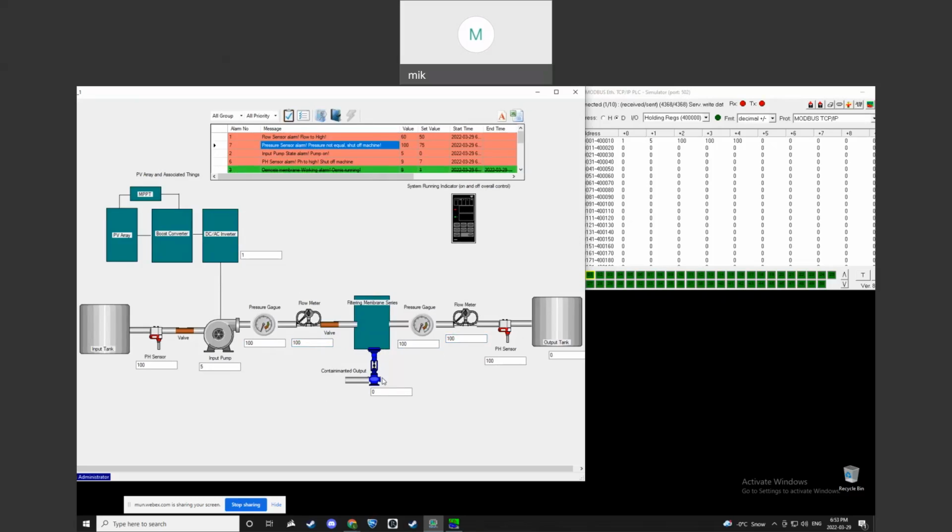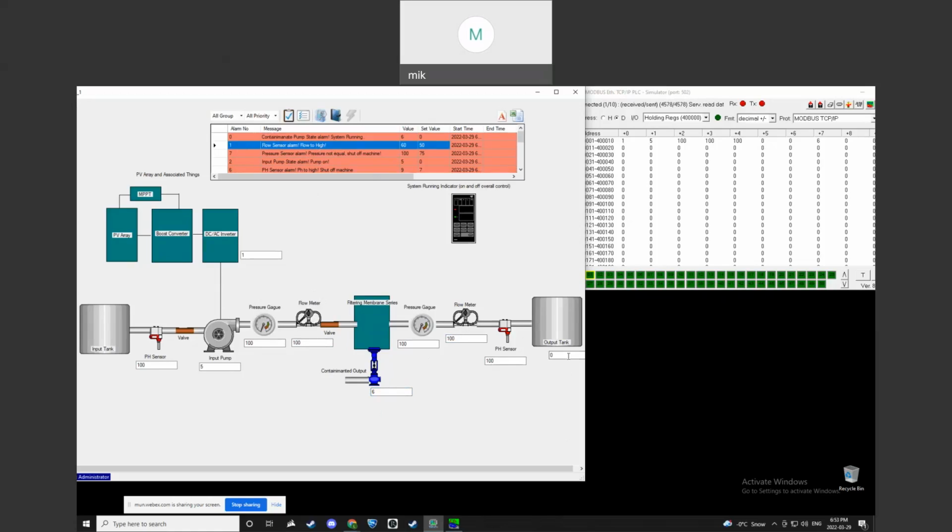Then if we go down to the contaminated output, again, this would just be a Boolean in real application saying on or off, but right now it's just set to show an alarm if the value is above 0, and that really just says that the system's running. And here are the flow sensor alarms that just came through. And again, they're linked. The pH was linked.